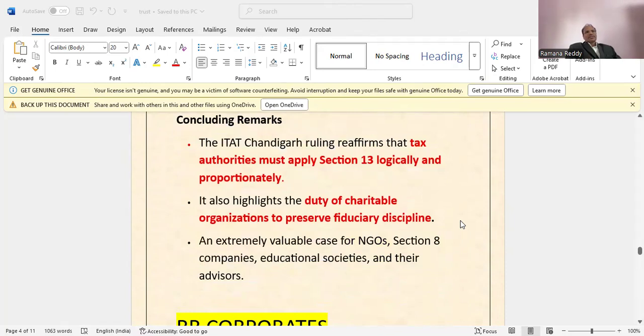The concluding remark is that the ITAT Chandigarh ruling reaffirms that tax authorities must apply Section 13 logically and proportionately. It also highlights the duty of charitable organizations to preserve fiduciary discipline. An extremely valuable case, a very good example case for NGOs, Section 8 companies, educational societies, and even for advisors.